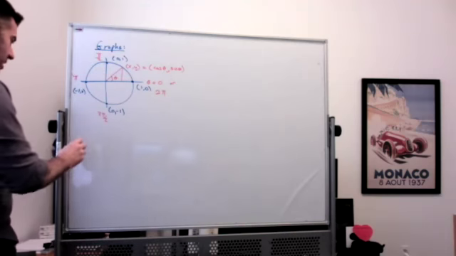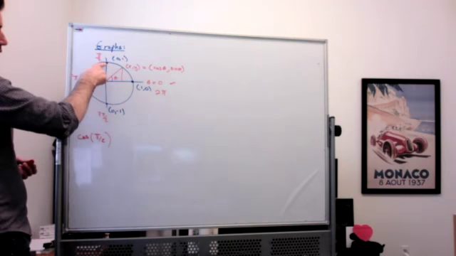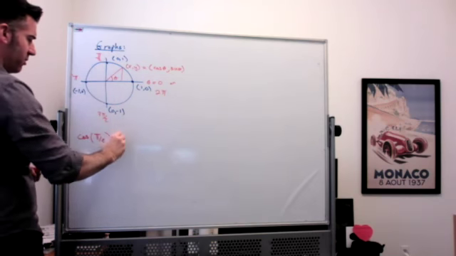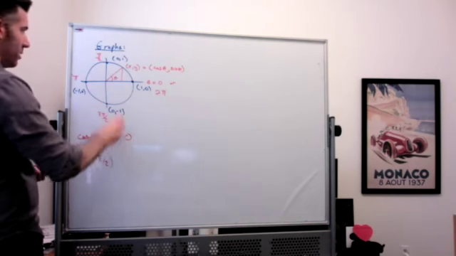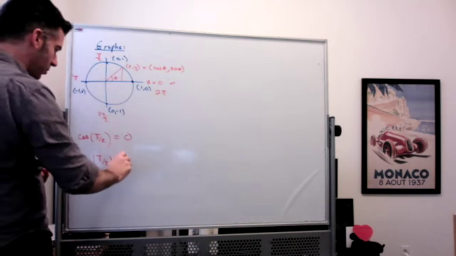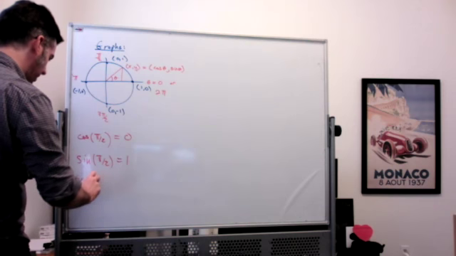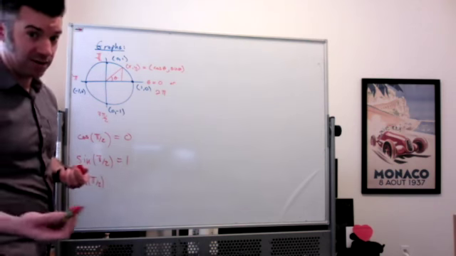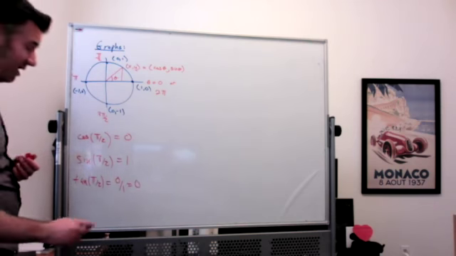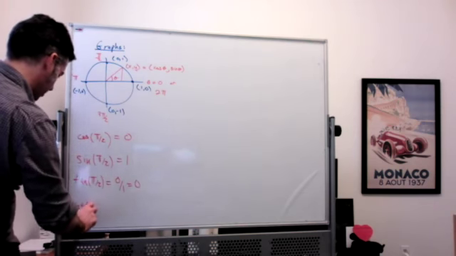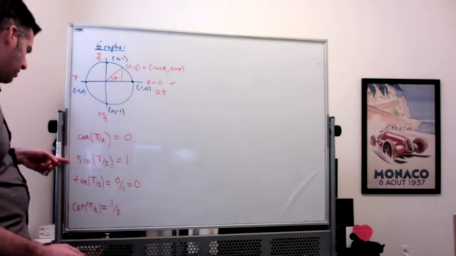So if I wanted to find cosine of pi over 2, I would look at the x coordinate and say, oh, it's 0. If I wanted to find sine of pi over 2, I would look at the y coordinate and say, oh, it's 1. And if I wanted to find tangent of pi over 2, I know that tangent is sine divided by cosine. That's going to be 0 divided by 1, which is 0. And cotangent is 1 divided by 0, it's cosine divided by sine.